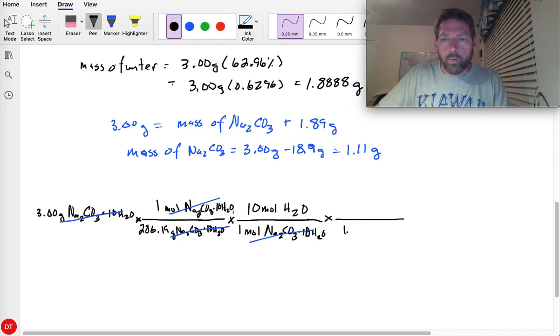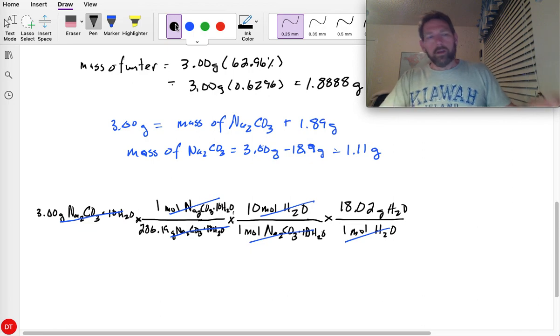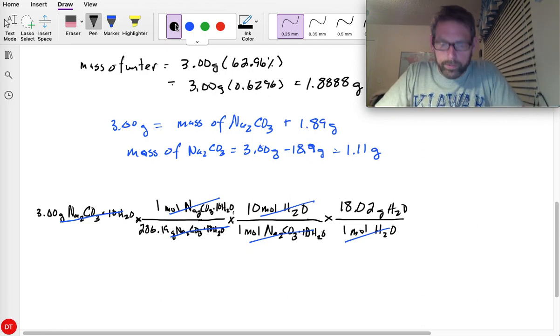All right, so now 1 mole of water, we already know it has 18.02 grams of water. Get rid of that unit. That unit's gone. All right. Let's jump on in here. So we've got 18.02 times 10 times 3, 540.6. Check my math. Let's divide that by 286.